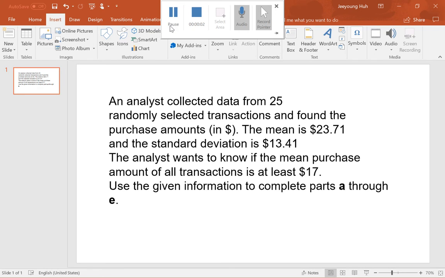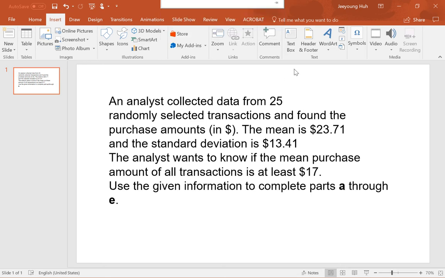Okay, so we'll go over one example on how to use the functions in our help page. So we have this question. They collected data from 25 randomly selected transactions and found the purchase amounts. The mean is 2371 and the standard deviation is 1341. The analyst wants to know if the mean purchase amount of all transactions is at least $17.